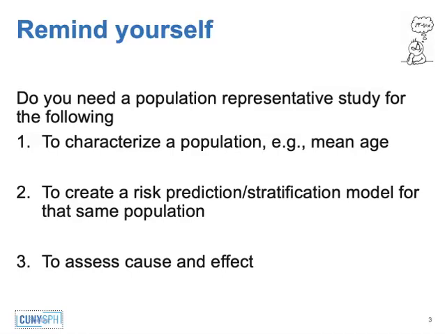So, do you need a population representative study for assessing cause and effect? That's what we've discussed. No, you don't. The criteria for validity are an internally valid study, no confounding and no selection bias, including no information bias. And ideally, the study then has external validity.